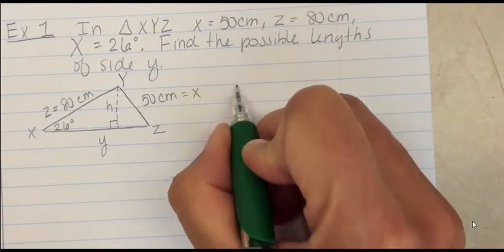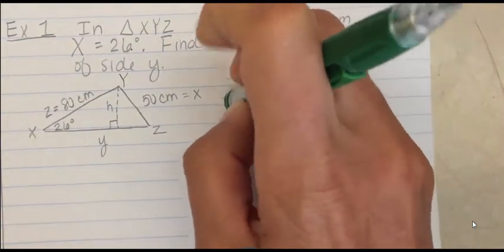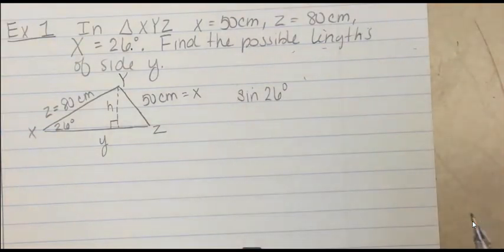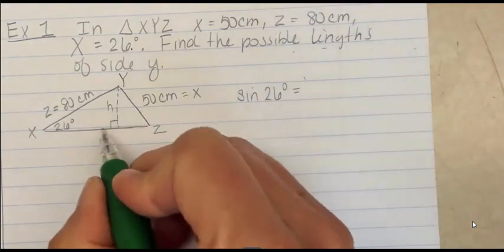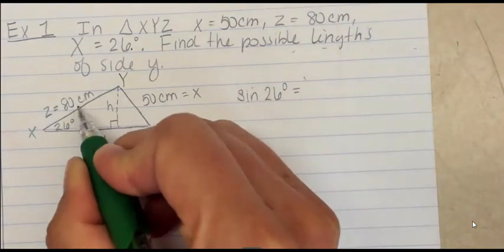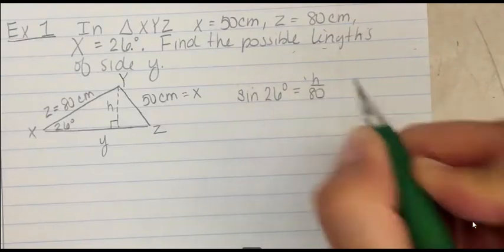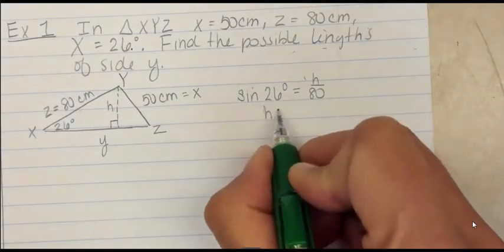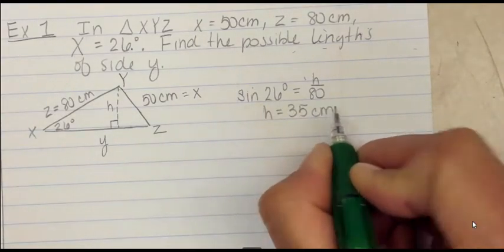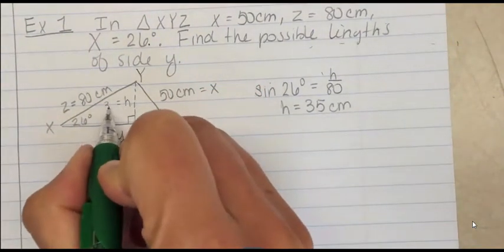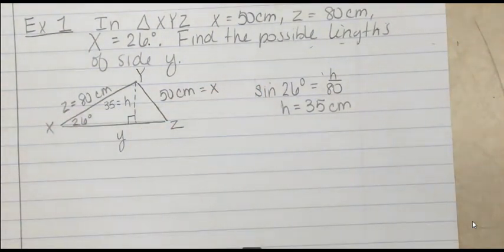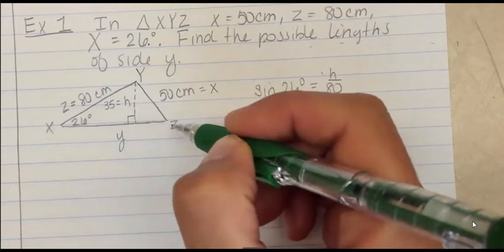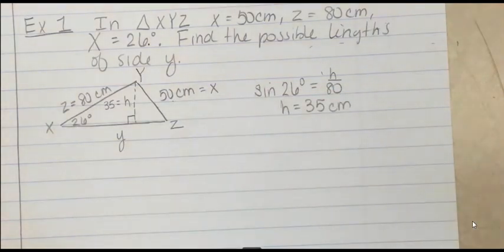So I can say to myself, sine of 26 is equal to my opposite. See how I have this right triangle here that I've created? So it's going to be my opposite over my hypotenuse. And then solving for H, H is 35 centimeters. So my shortest other leg that I can have in this triangle is 35, and 50 is longer than that, so I do know that I am going to have a triangle.